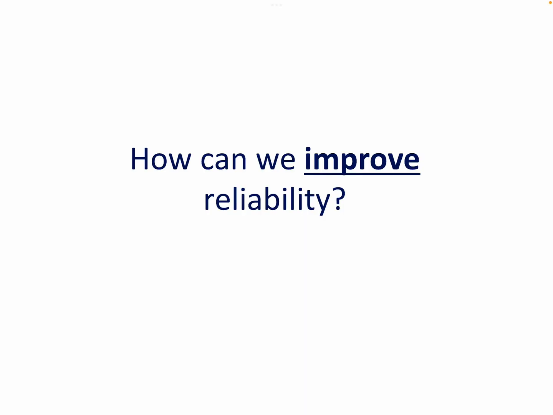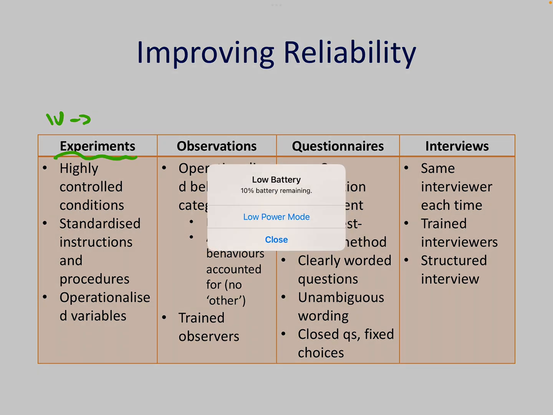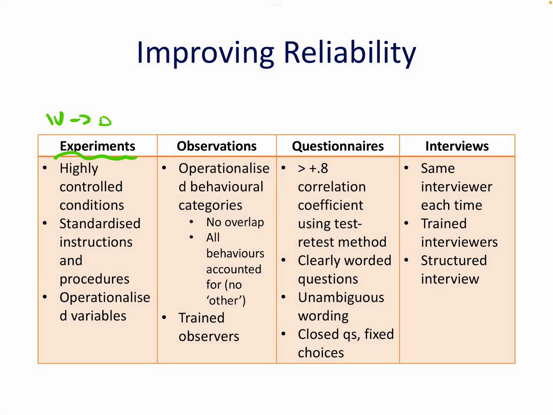So then the next question is, how can we improve reliability? Before we were looking at how we assess it or measure it or check it, but you could also get asked questions about how we might improve reliability as well. Now, it really depends on what you're being asked to improve. If it's an experiment where we've got an independent variable and we're measuring the influence on the dependent variable, then there are some certain things that we can put in place.